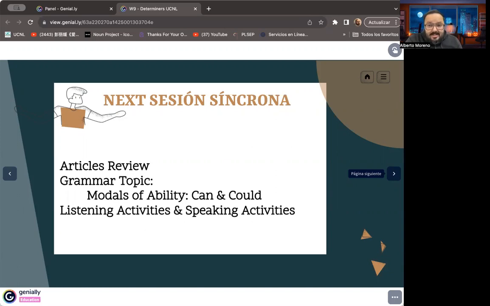Si no hay dudas, es todo por la sesión del día de hoy. La siguiente sesión tendremos el repaso de los artículos y los demostrativos. Y como ya les había mencionado la clase pasada, veremos otro tipo de verbos modales que son los de habilidad, o para expresar habilidad, que son can y could. ¿Okay? Y pues bueno, sería todo por el día de hoy.